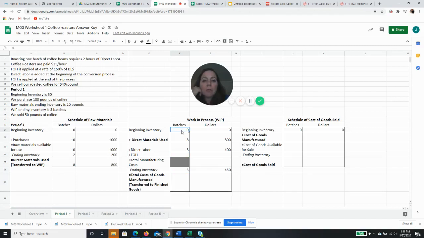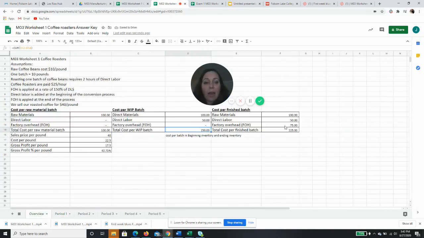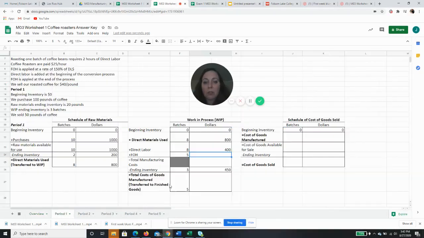So I had beginning inventory of 0 and I added 8 batches. That means in total I could have finished 8 batches, but I didn't, because I have 3 batches in ending inventory, which means there were 3 of those 8 batches that I did not finish. So 8 minus 3 means I must have finished 5 batches. Okay, so if I finished 5 batches, then I must have applied factory overhead to 5 batches. And I know from my overview page that I apply factory overhead at a rate of $75 per batch.